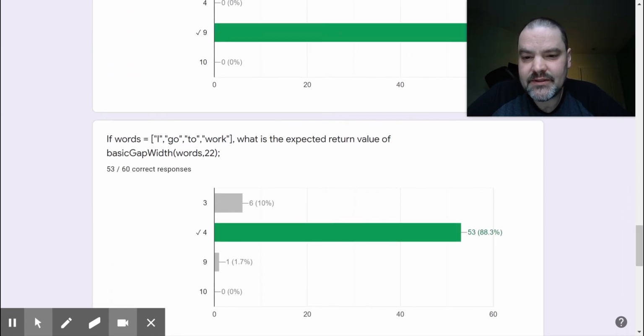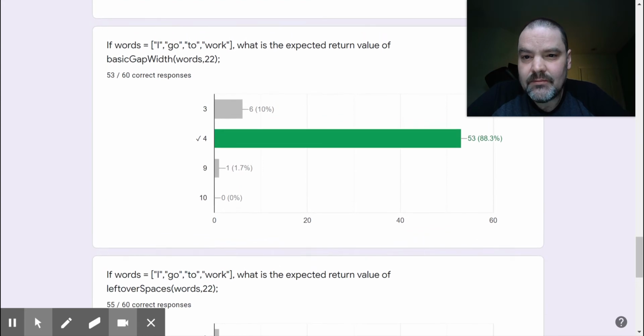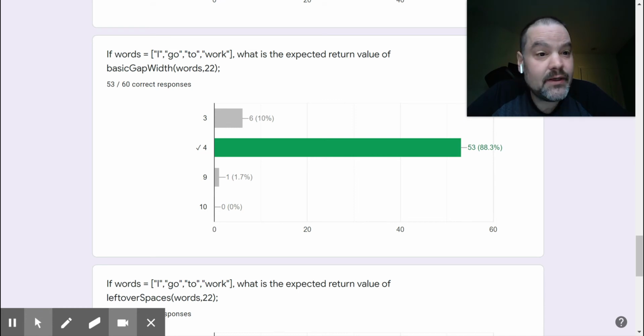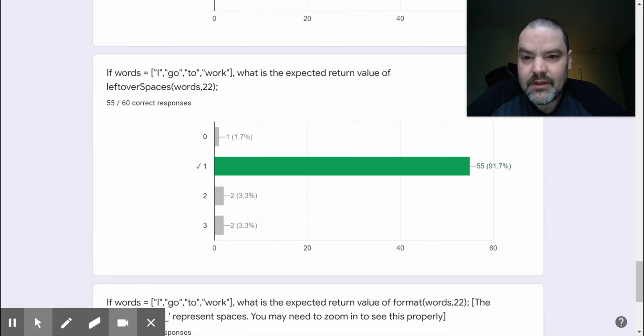Okay, total letters, that's easy. You guys all got that. So basic gap width of words 22. Again, that would be the result of that division. So you do 22 minus 9 divided by 3, because there's 3 gaps between I go and go to and between to work. So you divide by 3 and you get 4. And the leftover space is just 1. So that's basically the mod in that case.